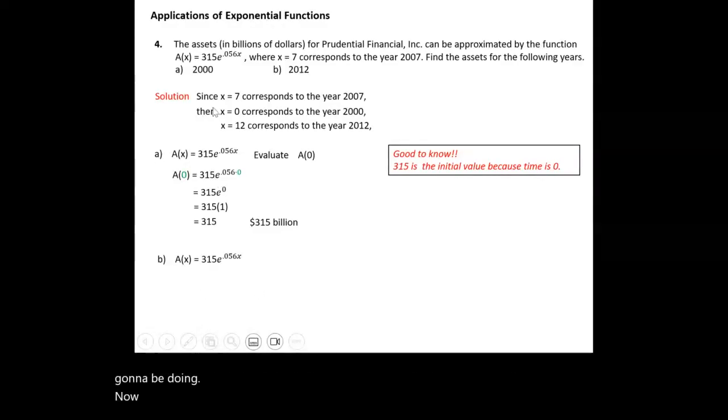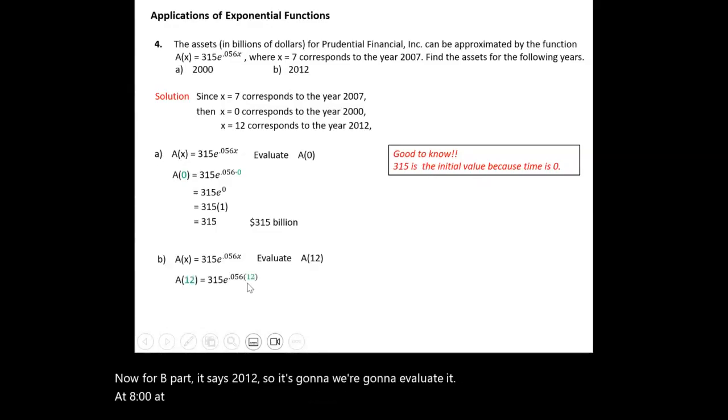Now for part B, it says 2012. So we're going to evaluate it at A of 12, which means I'm going to plug in 12 for the x's on the exponent 0.056x. We're going to plug in the 12 there.